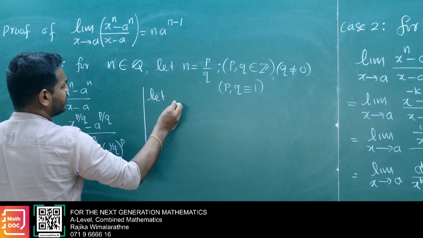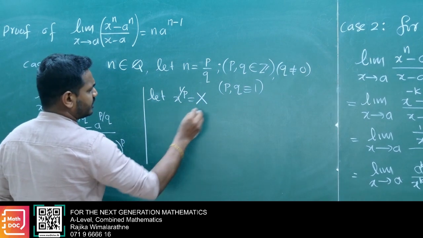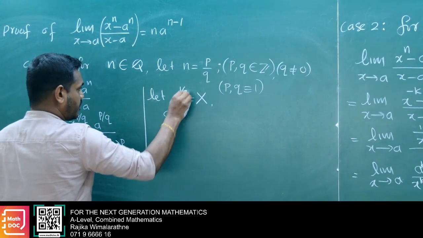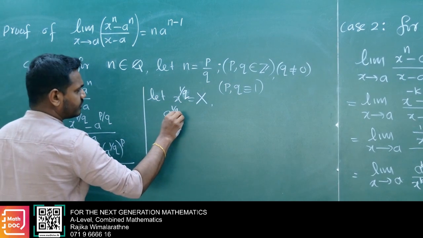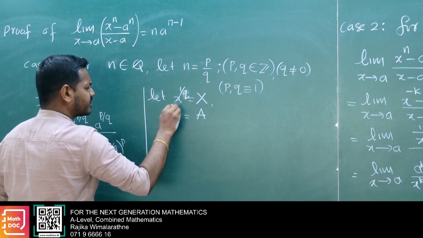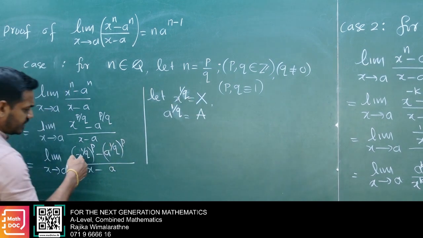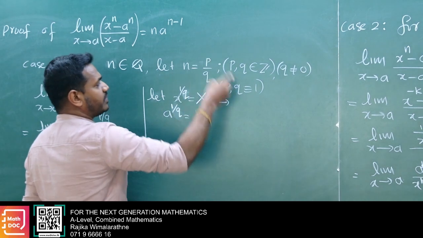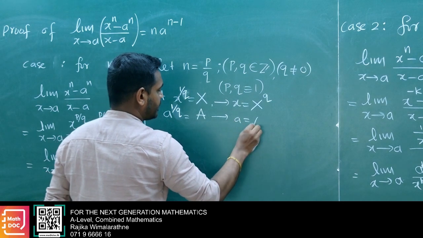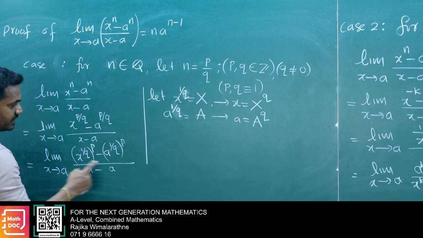Let x to the power 1 over q equal capital X. I'll take this one as capital X. And a to the power 1 over q, you take capital A. Now, you put here, then by this one, you take power q, simply x equal capital X to the power q, simply a equal capital A to the power q. Then put capital X here, capital A here.